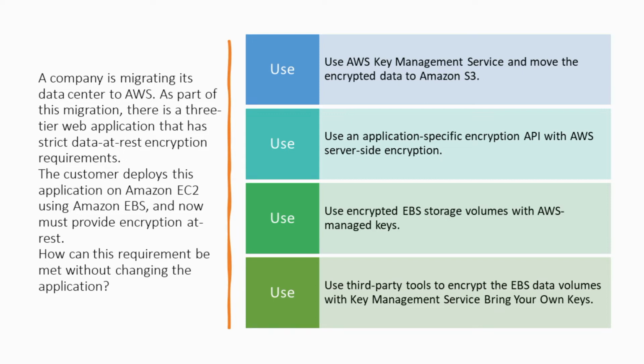Options we have: A. Use AWS Key Management Service, and move the encrypted data to Amazon S3. B. Use an application-specific encryption API with AWS server-side encryption. C. Use encrypted EBS storage volumes with AWS managed keys. D. Use third-party tools to encrypt the EBS data volumes with Key Management Service.